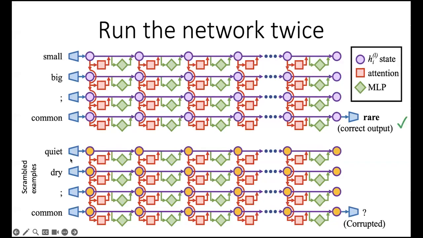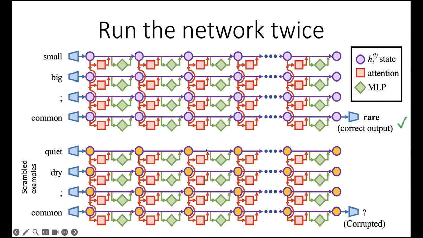So quiet has no relation to dry. I could supply it with 10 scrambled examples like this. And at the end, I can still end with common, but it's not going to say rare, because it has no idea what it is that it's trying to learn here. I haven't given it good training data. Does that make sense? And so now our goal is: can we identify where in the network it learned how to make the output rare from common?